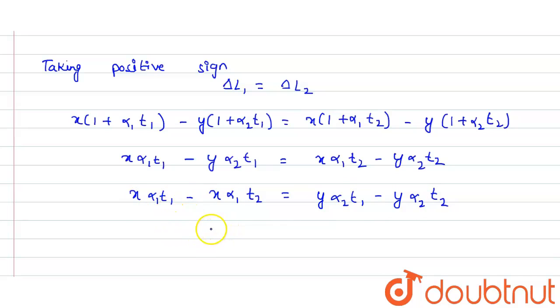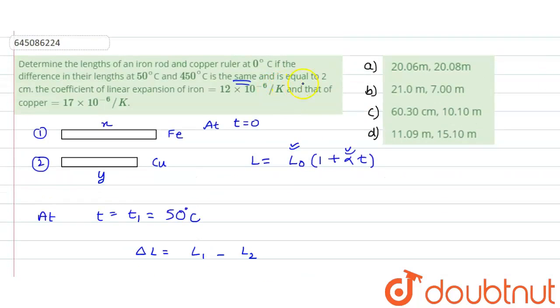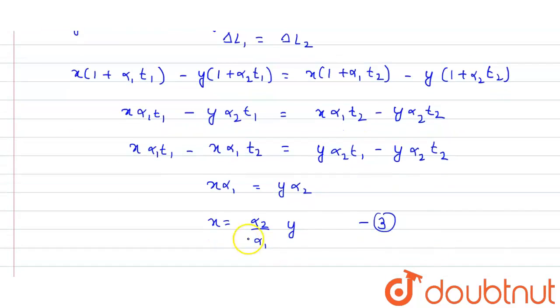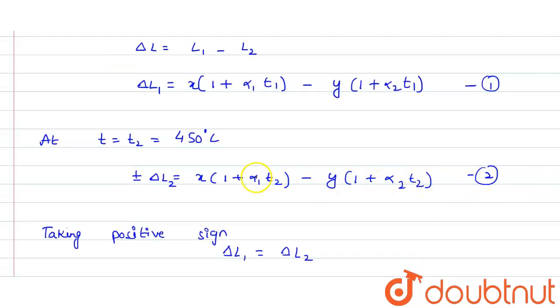So on simplifying, we get the result as x times alpha 1 equals y times alpha 2. Now we can say that our x would be equal to alpha 2 divided by alpha 1 into y. Let's call this our equation 3. Now, we have been given that the initial difference in length is 2 centimeter. Now if we put the value of x into equation 1, or into equation 2, we can get the value of y.